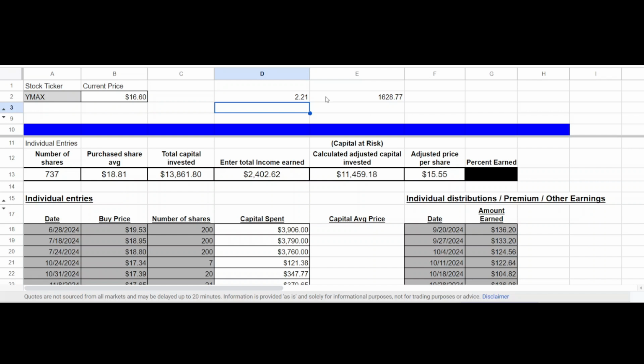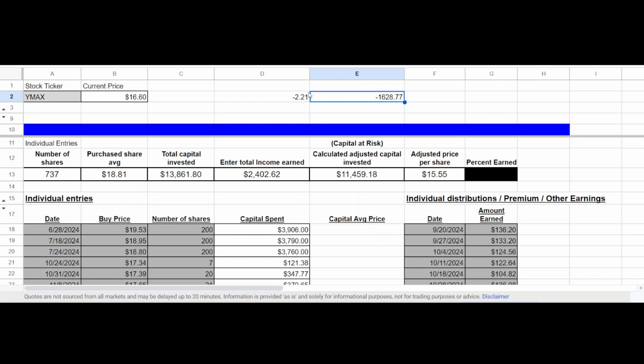So, whereas this one up here, I should have actually reversed that, so that would have been a negative, right? And I can easily do that. Let me just retype that just to make it a little bit clearer, right? Because I need to say that the current price being $16.60 minus my share price of $18.81, it's going to give the same number, but it'll show it as a negative, right?